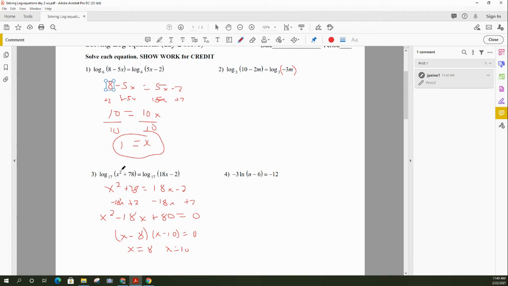So you plug in 10, you get 100 plus 78, which is 178, and 180 minus 2 is 178. So 10 works. I plug in 8, I get 64 plus 78, and that's positive 18 times 8 minus 2. So both of these are going to work. I'm going to get 2 answers here.